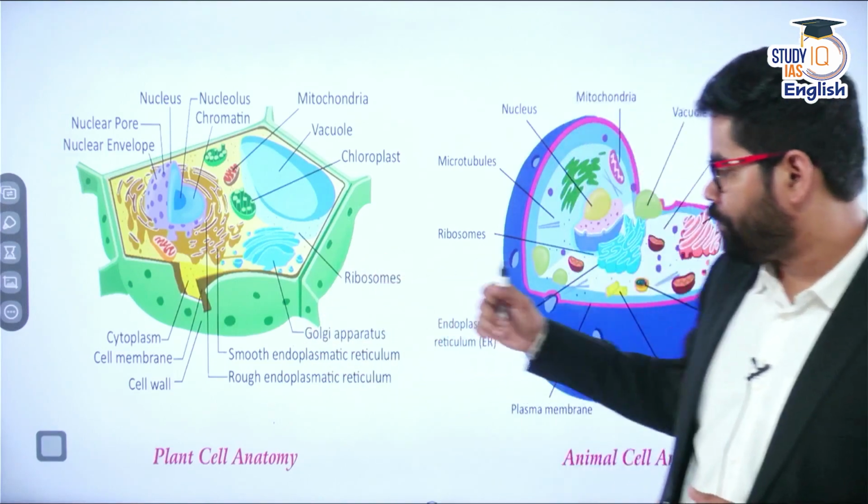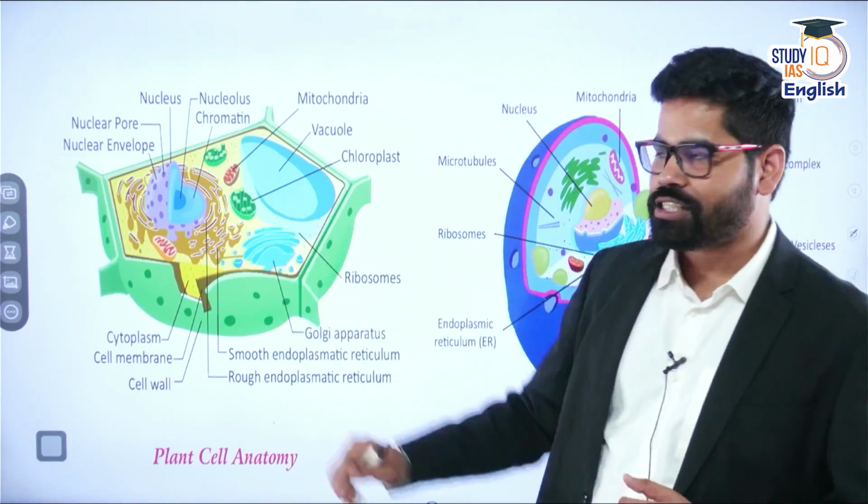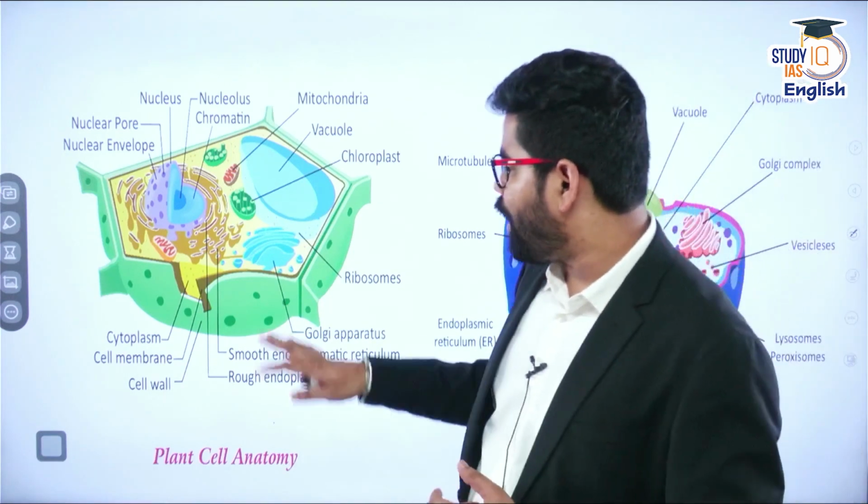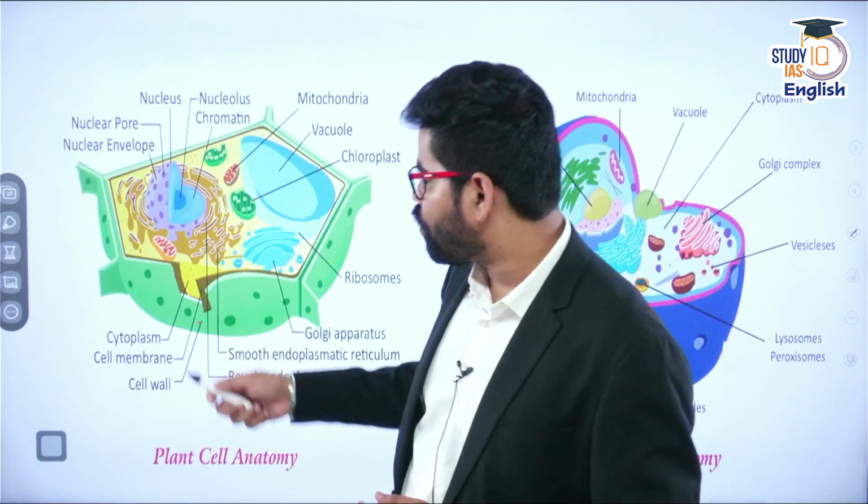Now you can see in front of you that we have this plant cell, and on the other hand we have the animal cell. So in the plant cell, you can see that we have also got the cell wall.